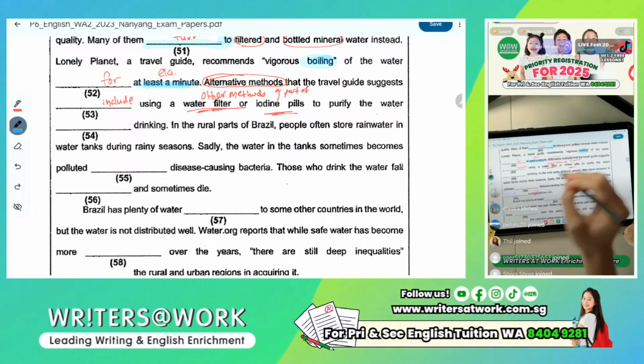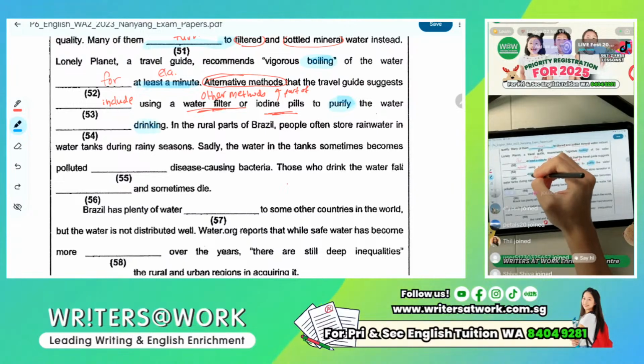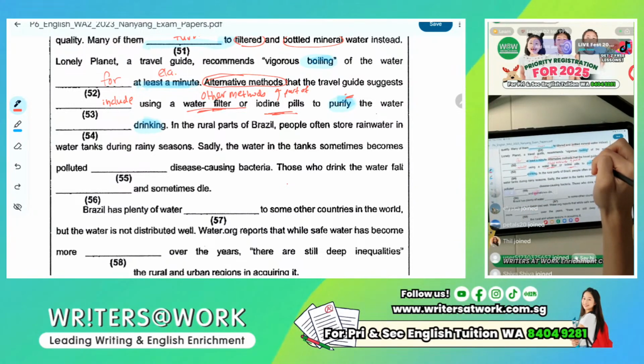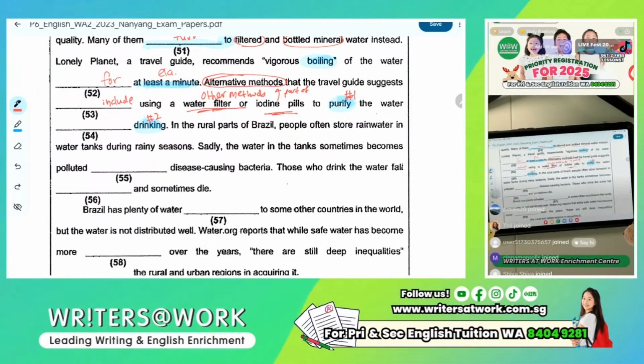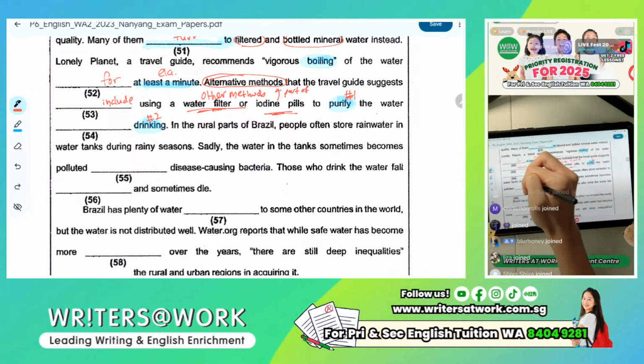And you can see you purify the water, then you drink. So purify is the first step. And the second step is drinking. So when you put them in this sequence, it will be before drinking.